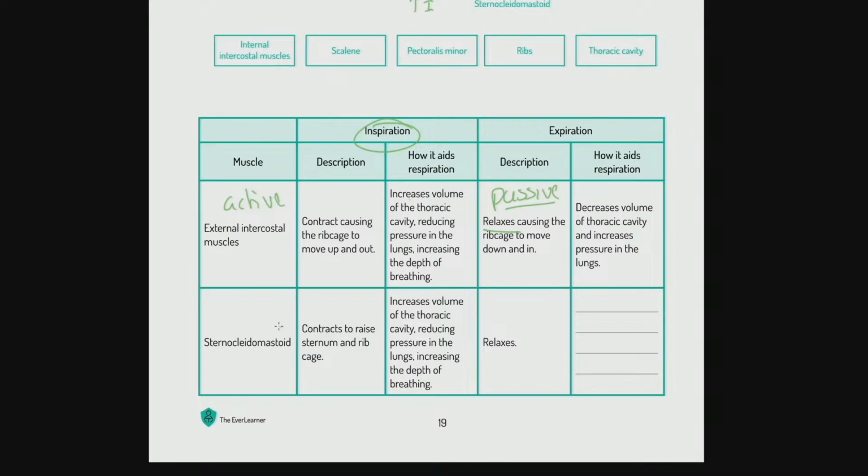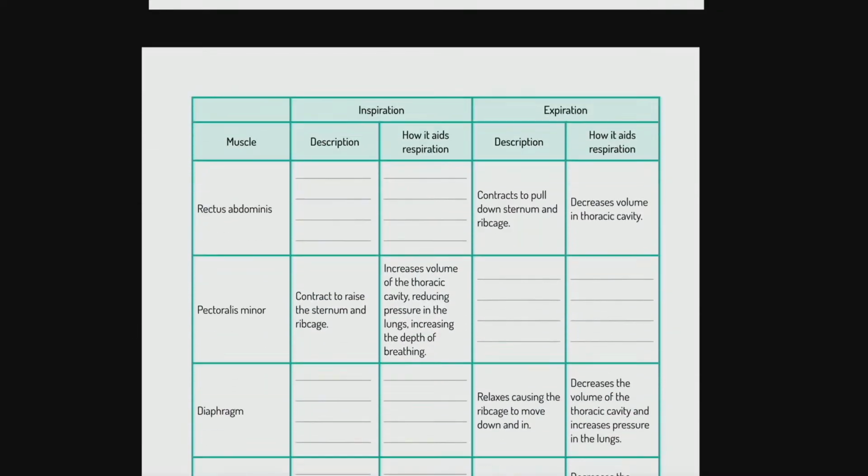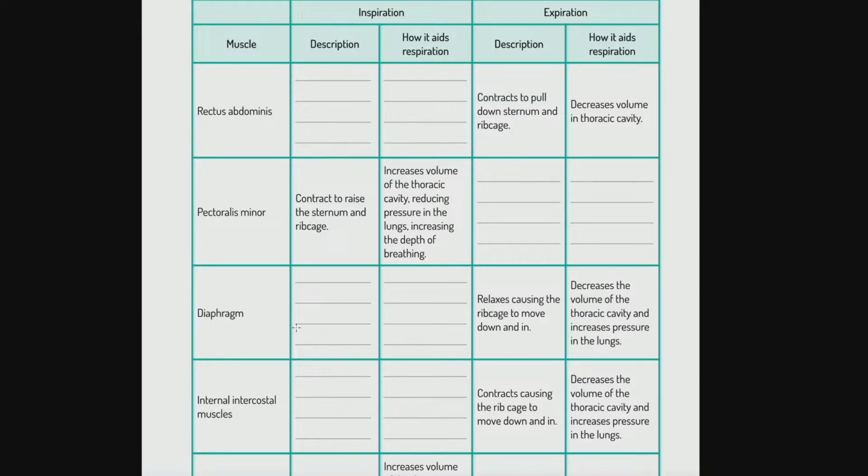Now, I'm actually going to jump past sternocleidomastoid and go down to diaphragm to begin with, because diaphragm does exactly the same thing. So diaphragm, you'll notice it relaxes, causing the rib cage to move down and in. So, of course, what it's doing during inspiration is contracting and flattening. Obviously that's to increase the size of the thoracic cavity, to decrease air pressure. It's going to increase thoracic cavity size. It's going to decrease air pressure in the lung.